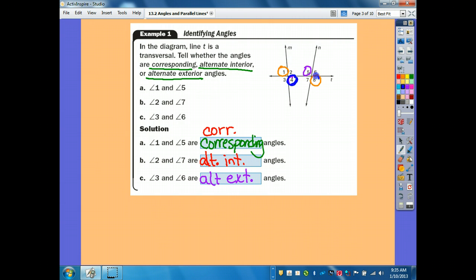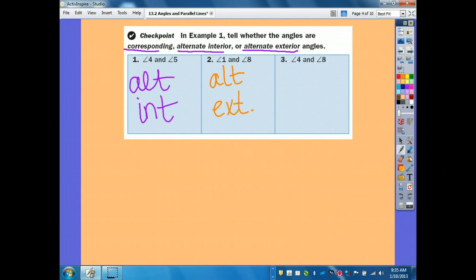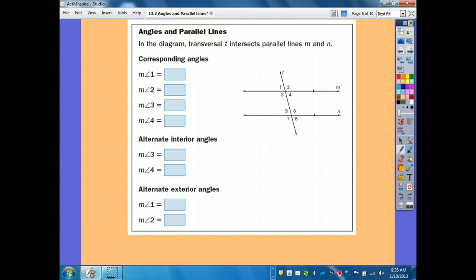4 and 8. Raise your hand if you think it's corresponding. Wow, you guys are on fire. That is correct. They are corresponding angles. I think we have that down. Pretty easy, especially when you were listening. Nice job.